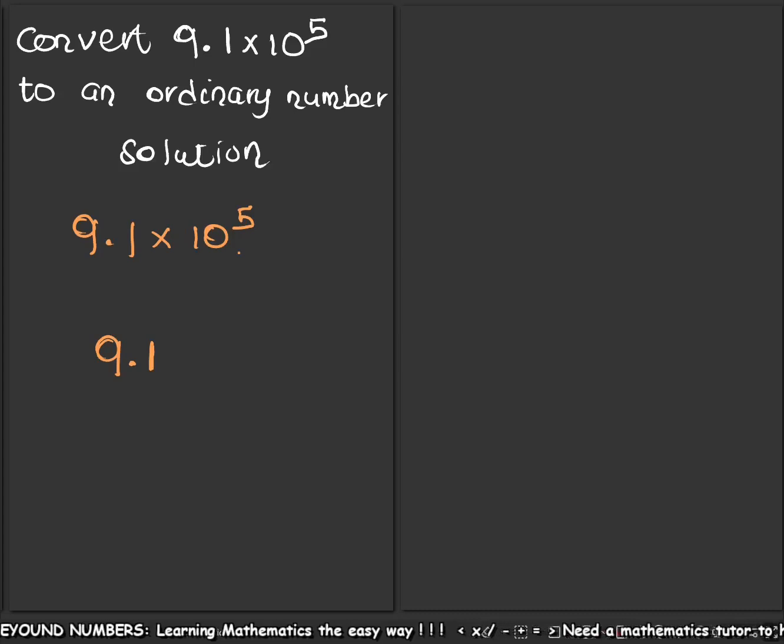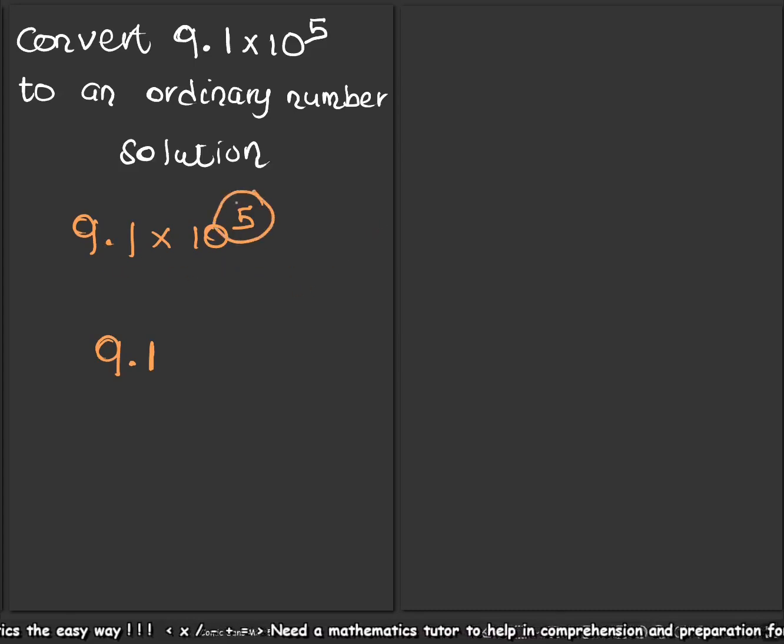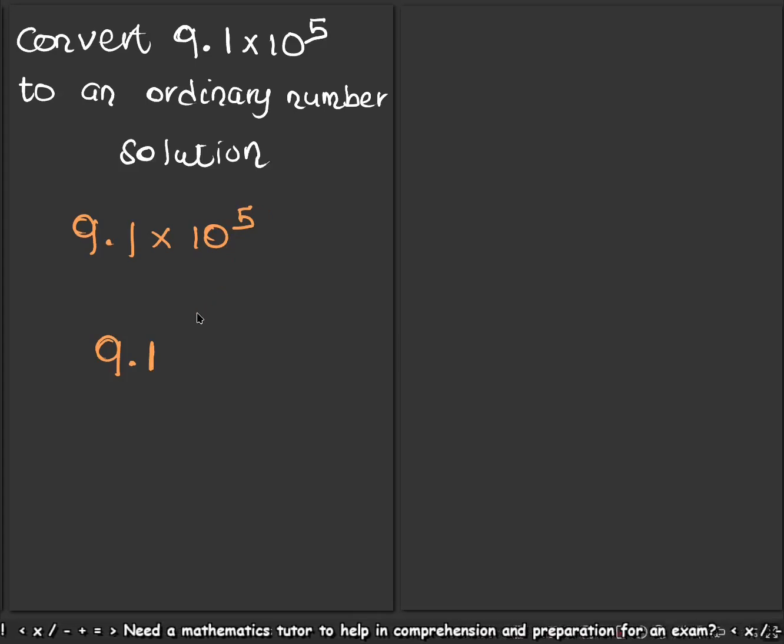So it means that we are going to get a bigger number because our decimal point is going to move to the right. So anytime you have a positive power, it means you are going to increase the value, or you are going to move to the right hand side. Hence, we are moving 5 times to the right. So this is my first movement. After every movement, you can put a 0 after the point.